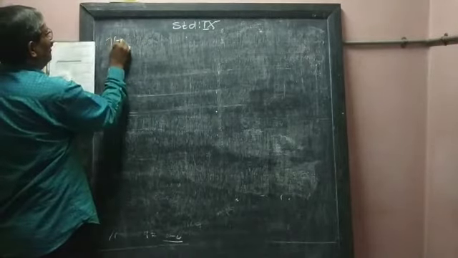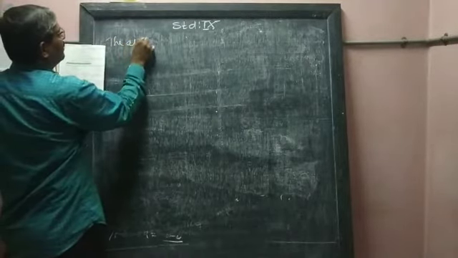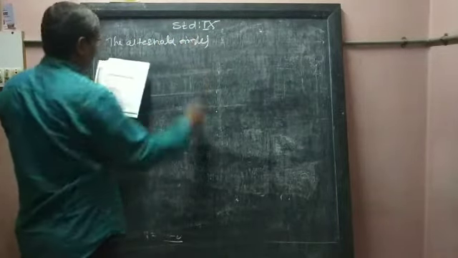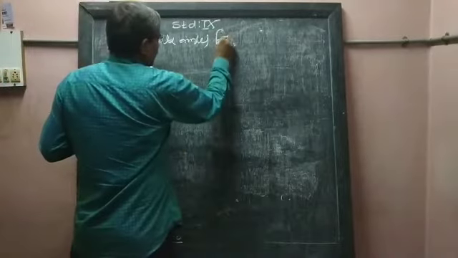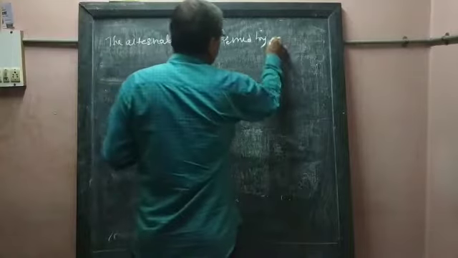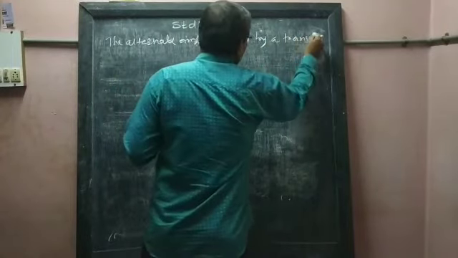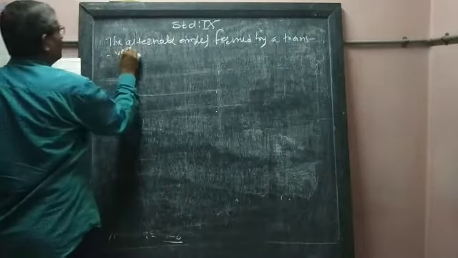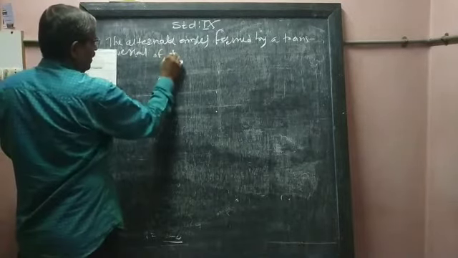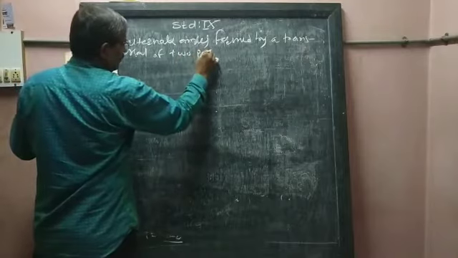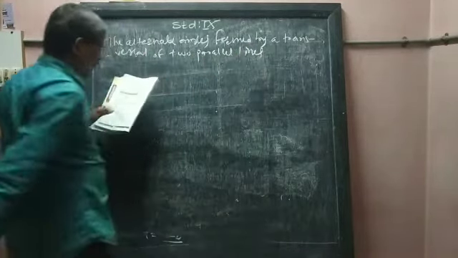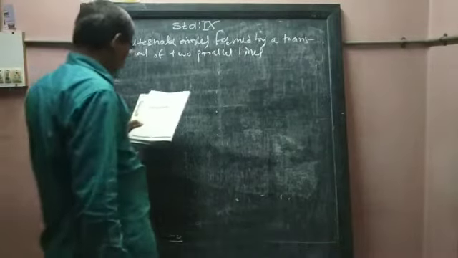theorem. What is the theorem? Look, the alternate angles formed by a transversal of two parallel lines are of equal measures.